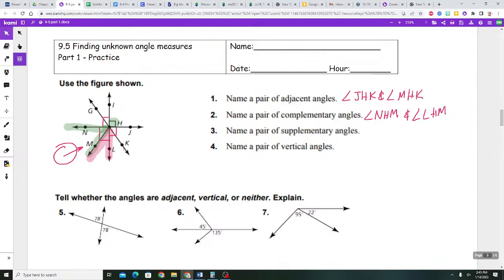By the way, you could have done IHG and NHG, and you could have done JHK and LHK. So you could have done a bunch of these. It didn't just have to be that one.